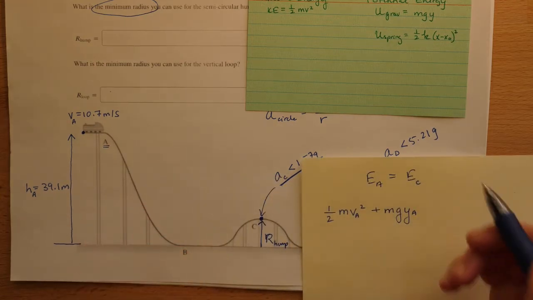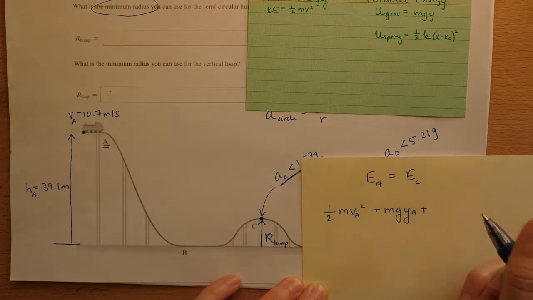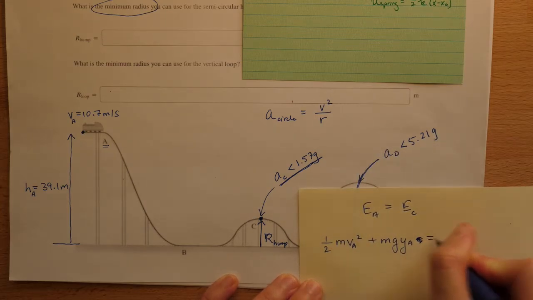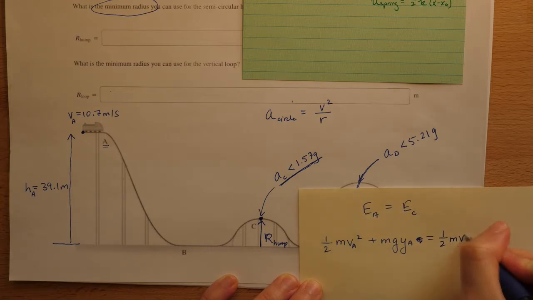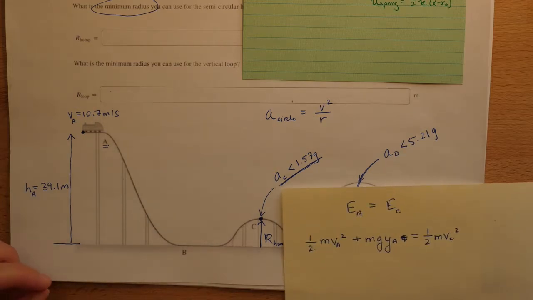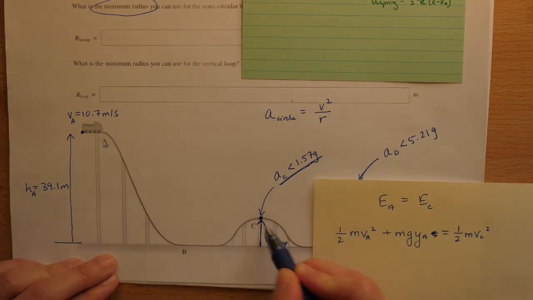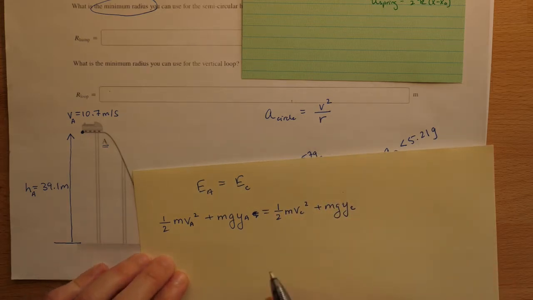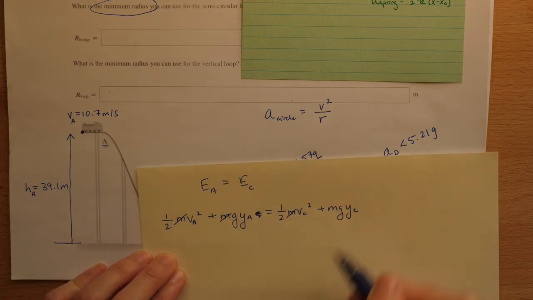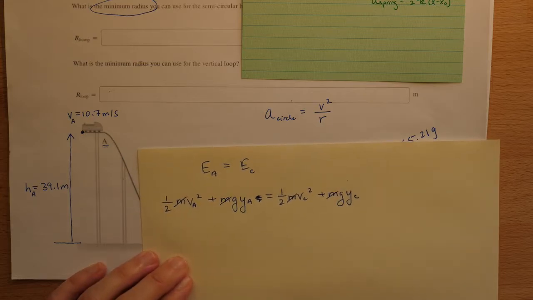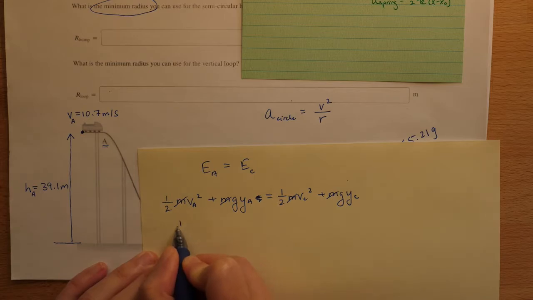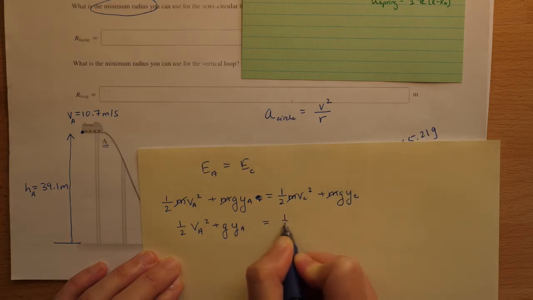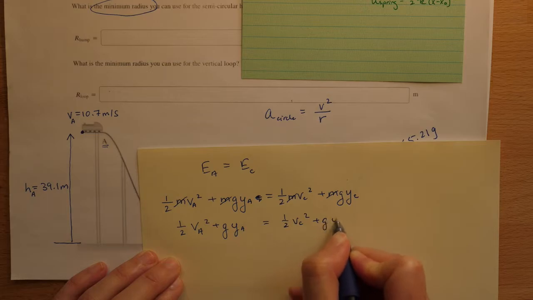At point C, is there kinetic energy? Yes, it's moving at some speed. We don't know what that is, but we're looking for it. So this should be 1/2 m vC squared. And then we also need to add in the potential energy because it is off the ground. So we need to add in mgy at point C. So now notice that the masses cancel. Okay, so let's just rewrite that. 1/2 vA squared plus g yA equals 1/2 vC squared plus g yC.